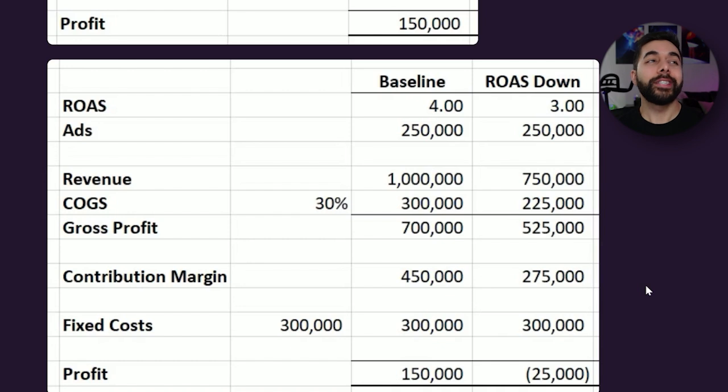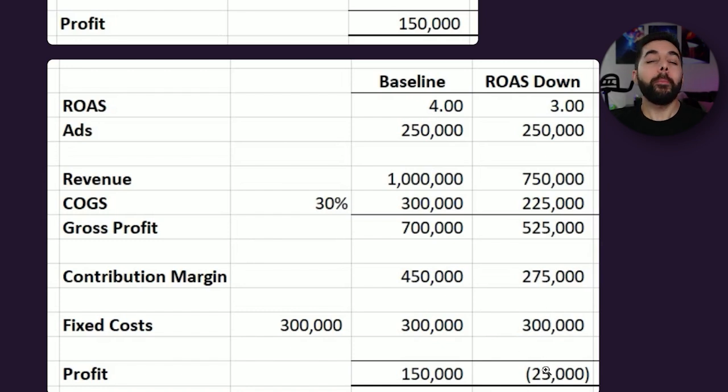Pretty good. But now let's say Big Daddy Zuck's having a rough time and performance on Meta goes down. Now this company is still spending the $250,000, but instead of getting a 4x ROAS, they're getting a 3x. That means that their revenue is going to go down to $750,000. At 30%, they're going to have COGS of $225,000, which gives them a gross profit of $525,000. The $525 less the $250 of ads gives them a contribution margin of $275,000. Unfortunately, that's lower than their fixed costs of $300K, which means they're now going to have a $25K net loss.